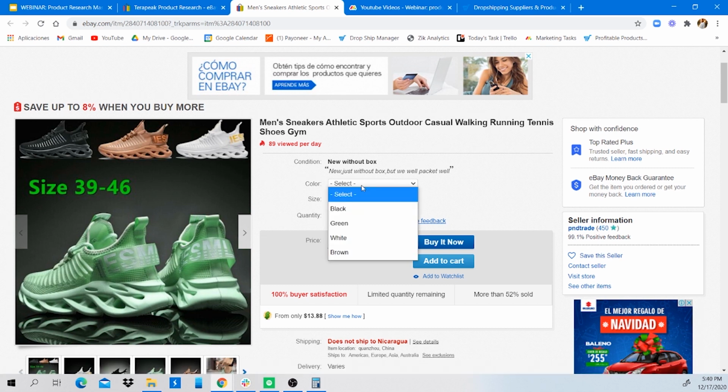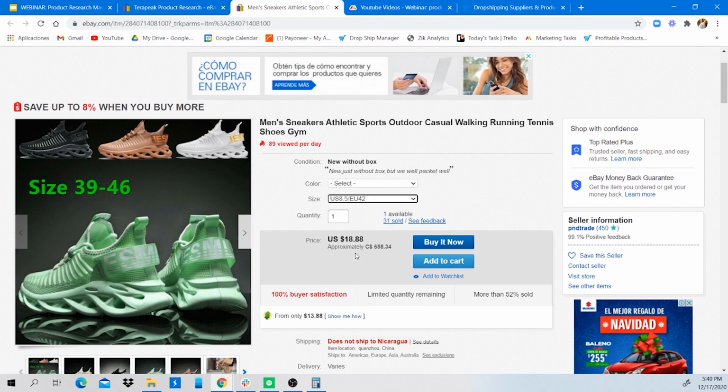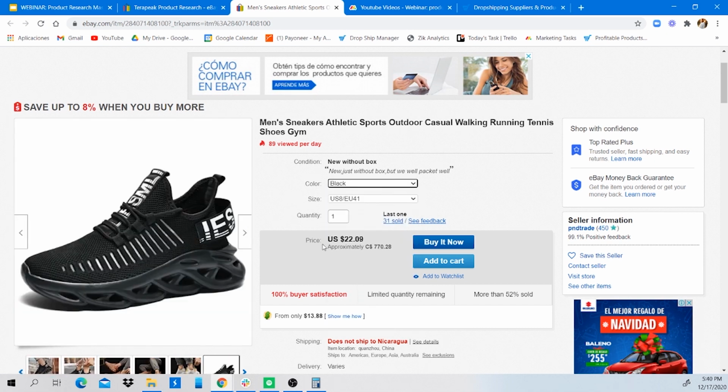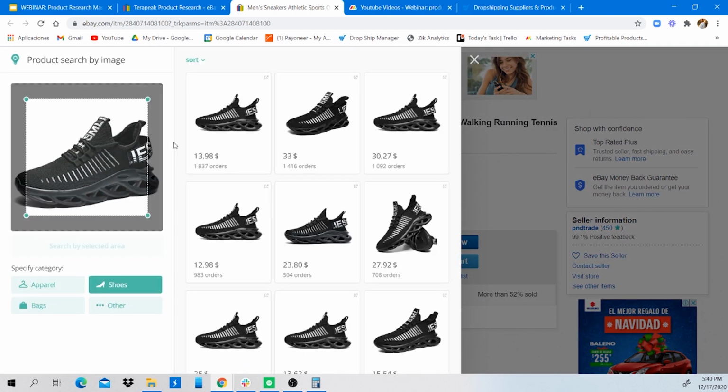Let's choose a size first. Let's say, I don't know, maybe 8.5, or even 8. Let's choose 8, color black. Okay, total price $22.09. If you want to find something cheaper, head over here, find on AliExpress using Ali tools, remember guys, and let's just wait for the results. And there you have it.